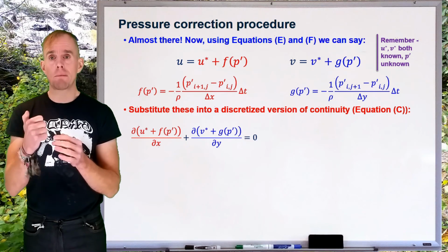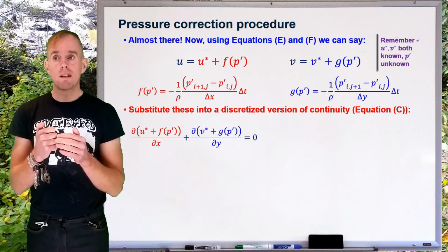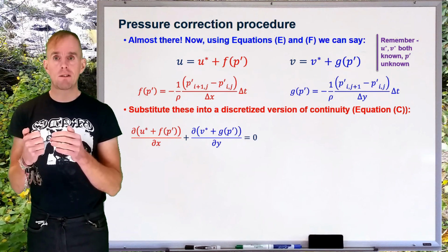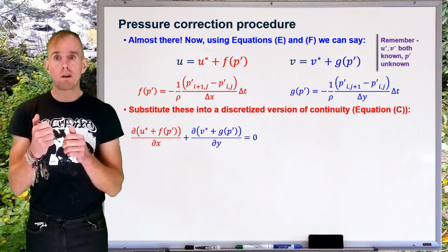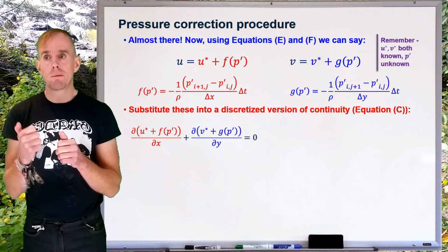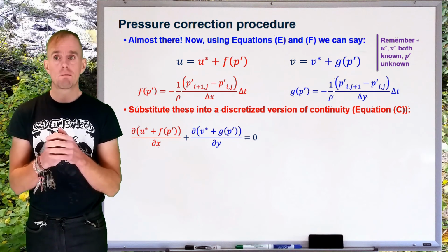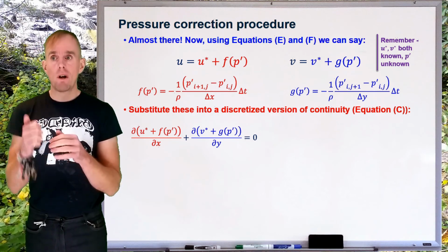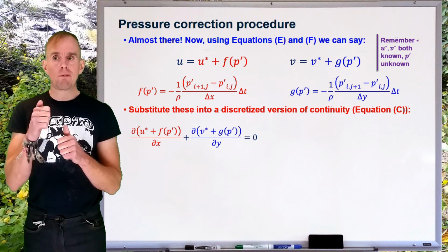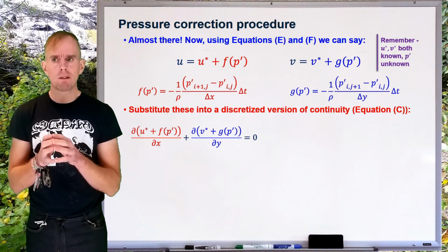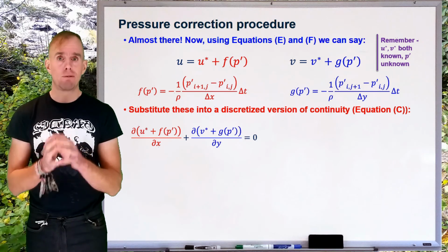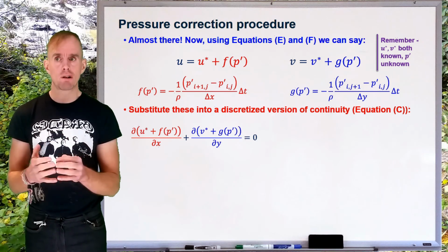So at i plus a half, j, we can say that du star by dx is going to be u star at i plus 1, j minus u star at i, j over delta x. We know how to do that. If we look at d by dx of f of p dashed, it's a little bit more involved, but we can discretize the derivative of f of p dashed in the x direction as well.